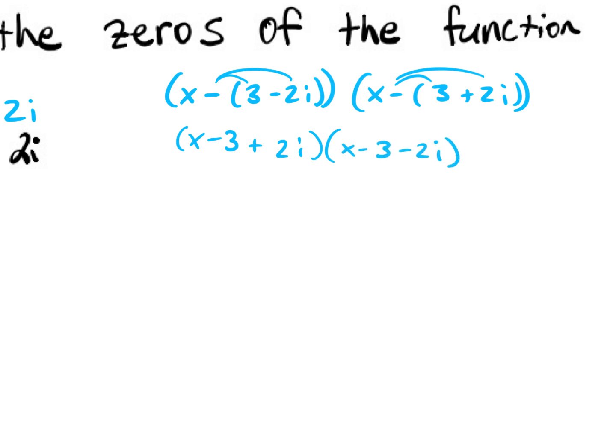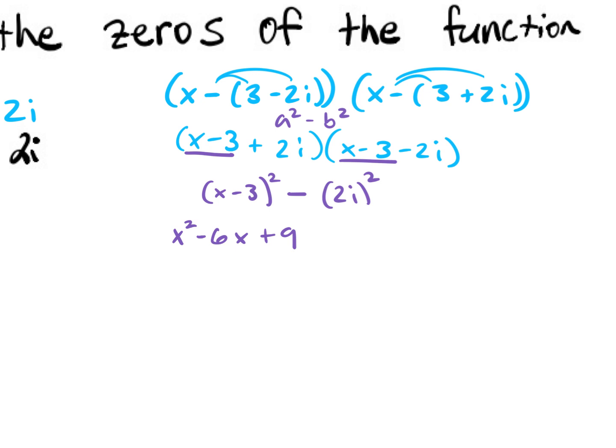Again, these are conjugates, so we can do our conjugate shortcut, a squared minus b squared. So our a here is x minus 3. So x minus 3 squared minus 2i squared. So we get x squared minus 6x plus 9. This would be minus 4i squared. And what does i squared change to? Negative 1, which makes it a plus 4. So x squared minus 6x plus 13 would be our factor.